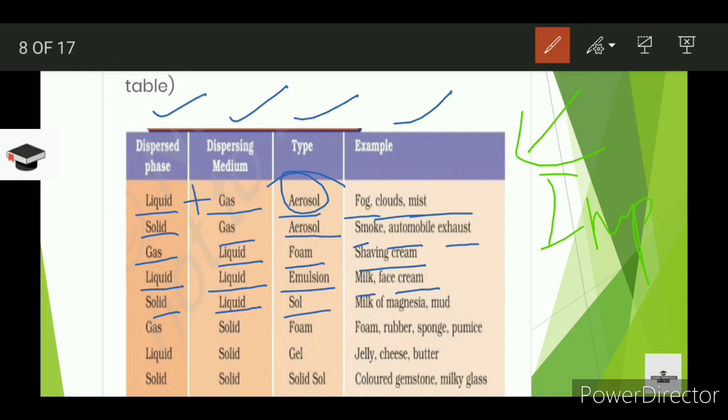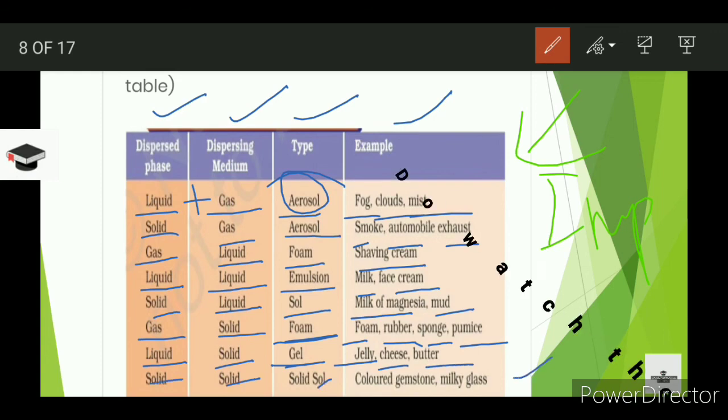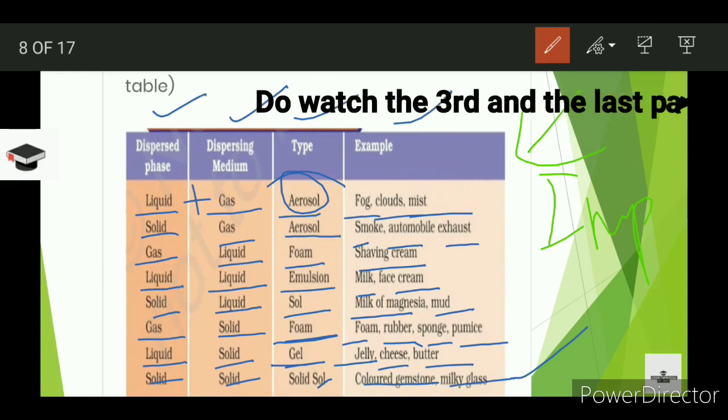Solid plus liquid, sol: milk of magnesia and mud. Gas and solid will form foam: rubber, sponge, pumice. Liquid plus solid will form gel: jelly, cheese, butter. Solid plus solid is solid sol. Examples are colored gemstone, milky glass.